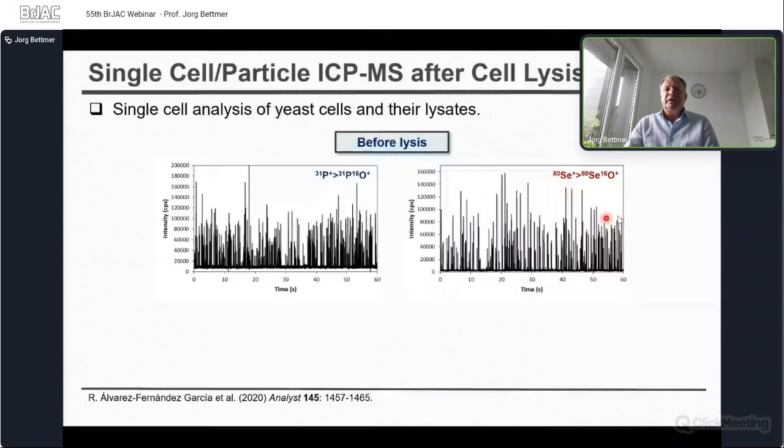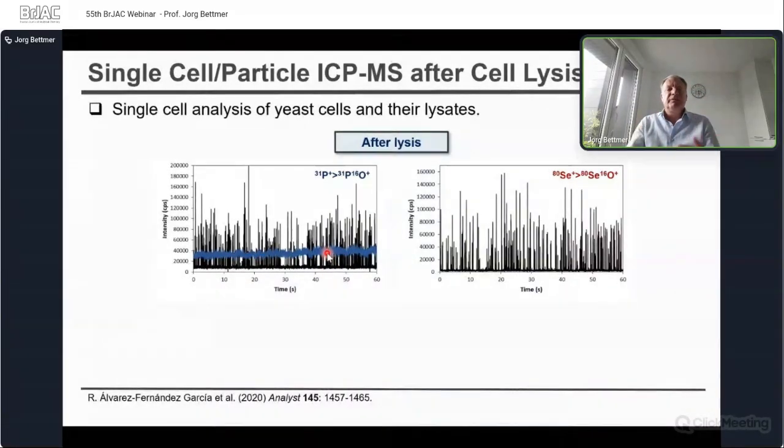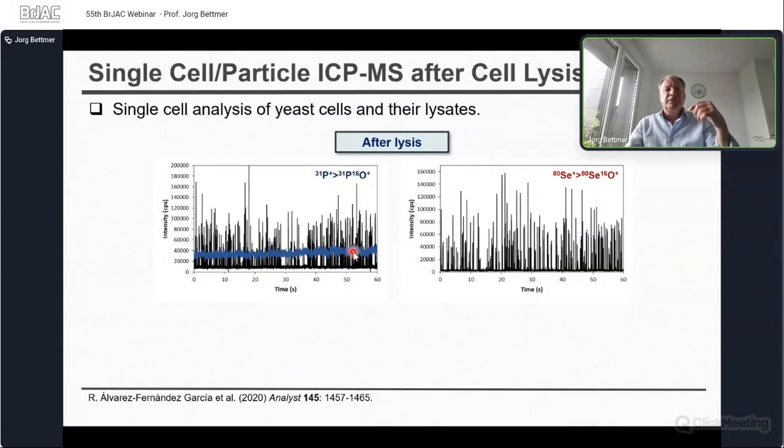If you have selenized yeast, for example, you can see these events also for the selenium. This means that the selenium was incorporated into these yeast cells. So this was before the lysis, and then we apply the mechanical lysis. What we observe is the following. In the phosphorus trace, you can see in blue an enhanced background, which means that the phosphorus from the cells has been released into the solution, but you do not see any individual events anymore. So the disruption of the cell obviously was very successful.